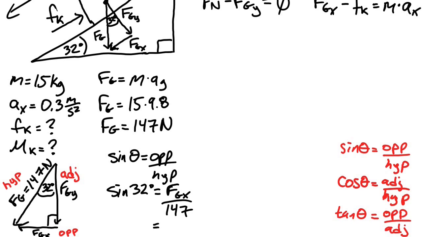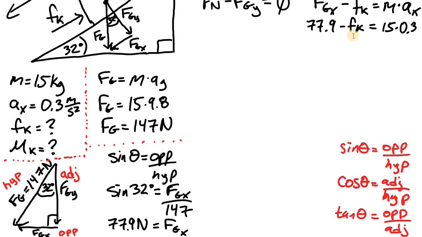Once again, make sure that your calculator is in degree mode, not radian mode. If it's in radian mode, you will get the wrong answer. Okay, so we have 77.9 newtons is our FGX. So I'm just going to do that simple substitution. Our mass is 15 kilograms, and our acceleration is 0.3 meters per second squared. All we have to do is isolate our FK, and then we'll get our answer.